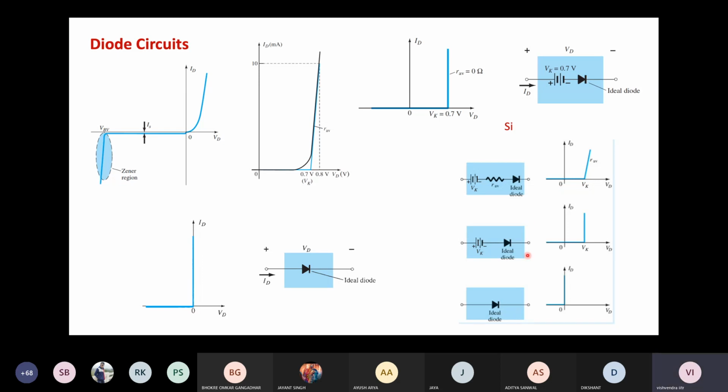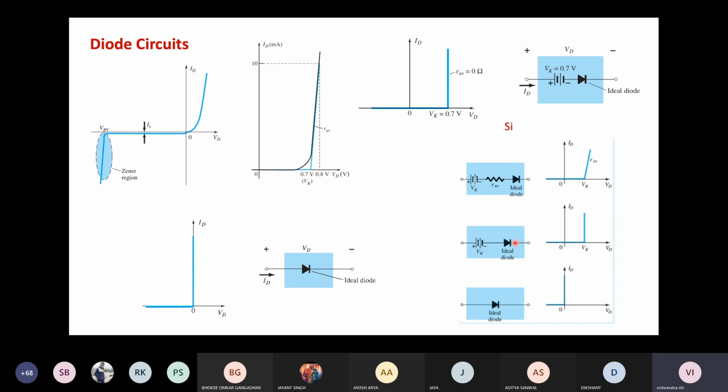The second model, which is slightly less accurate and more frequently used, does not consider the average resistance. In that, the diode is modeled by an ideal diode in series with the cut-in voltage battery. So this ideal diode symbol is used in most cases for an ideal diode. Whenever this symbol is given in the circuit and nothing is said, it means that we are considering an ideal diode. Okay, sir.